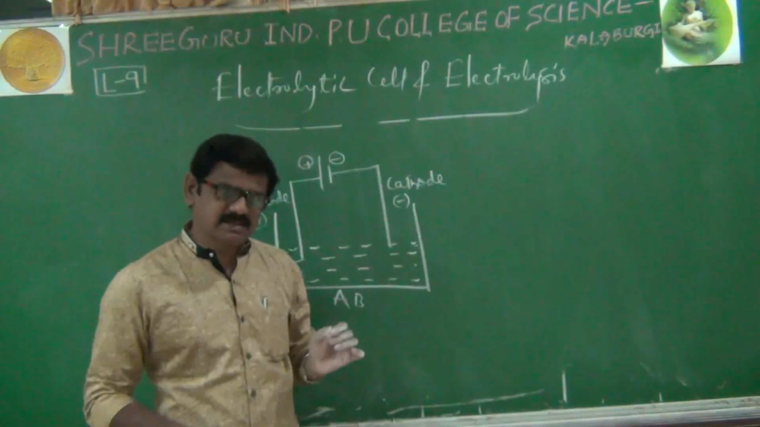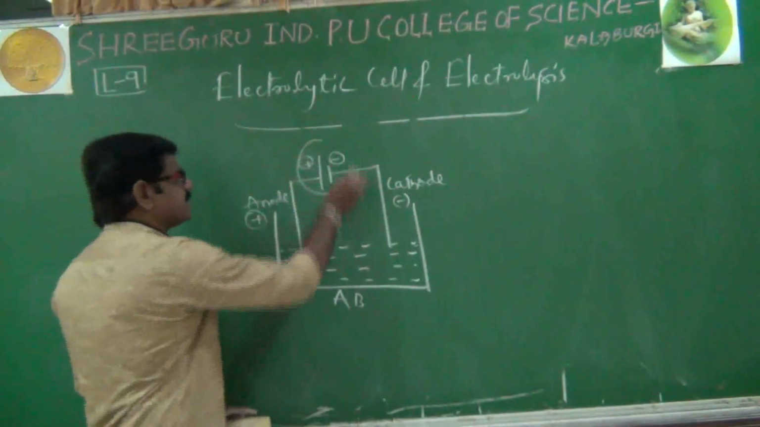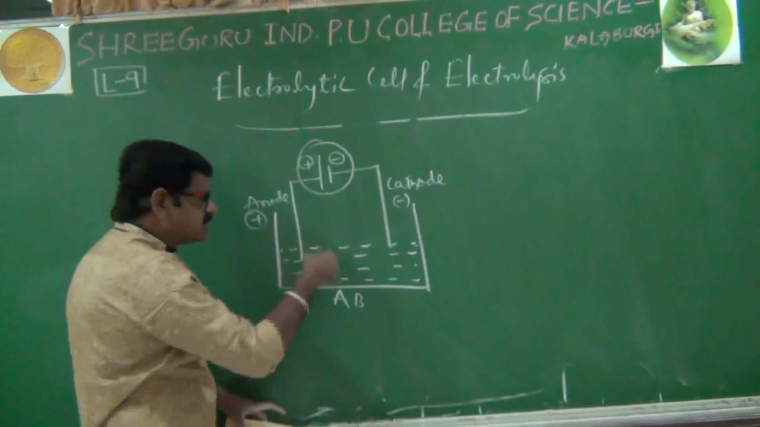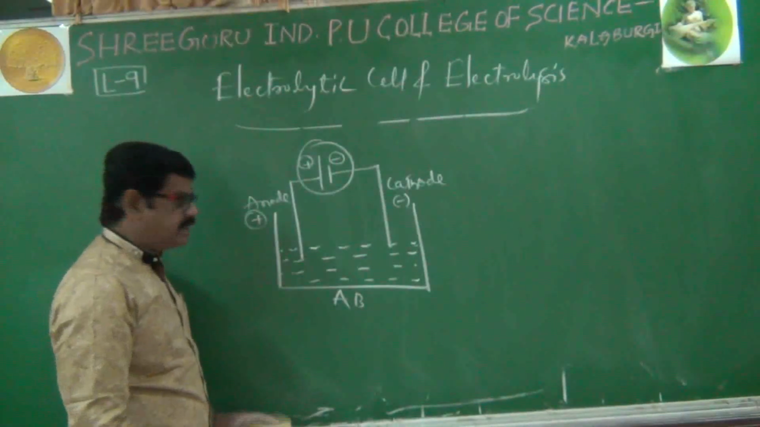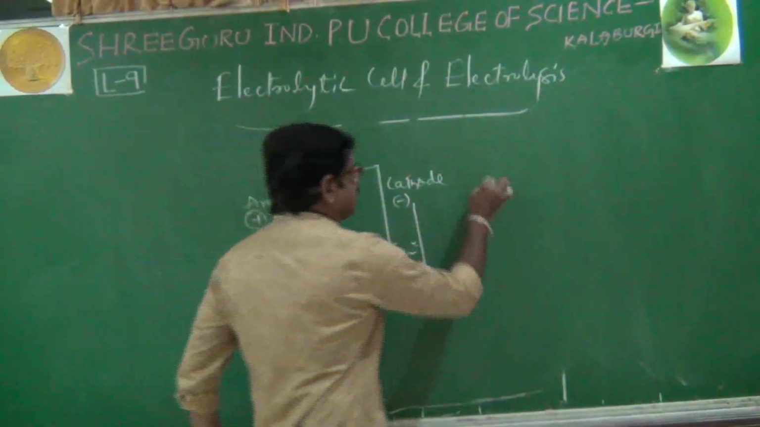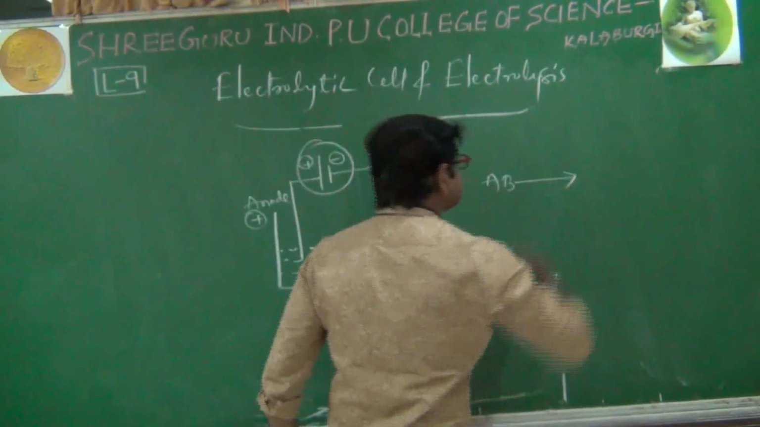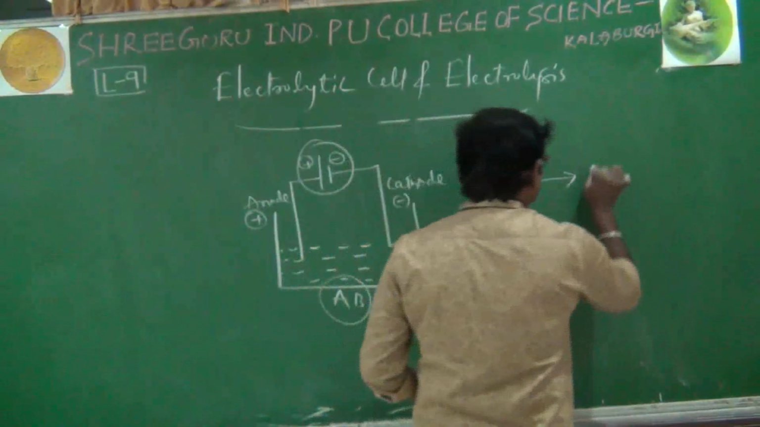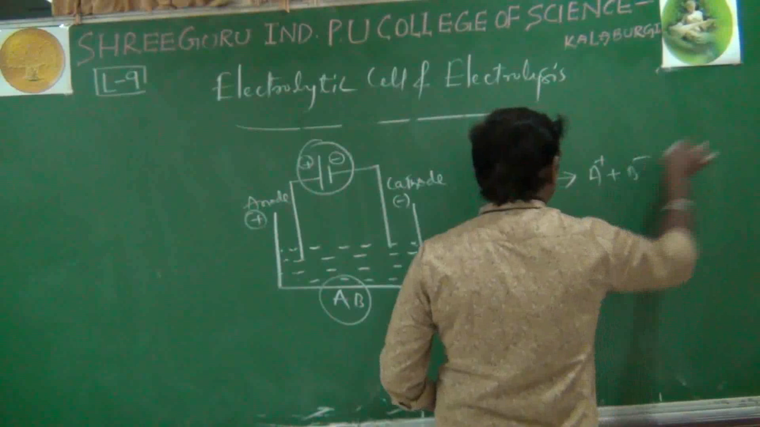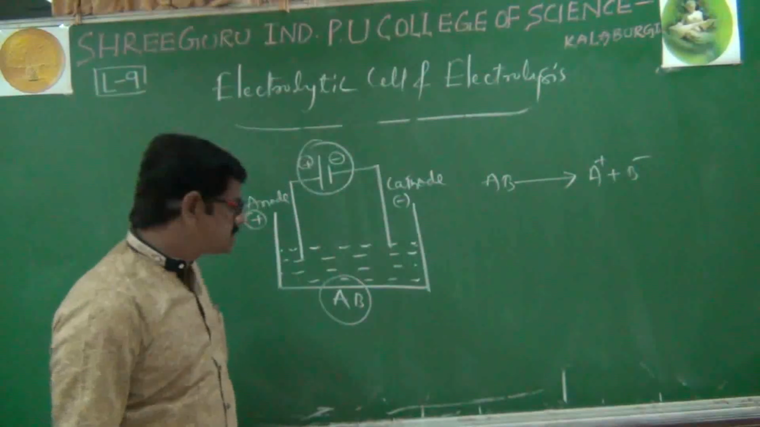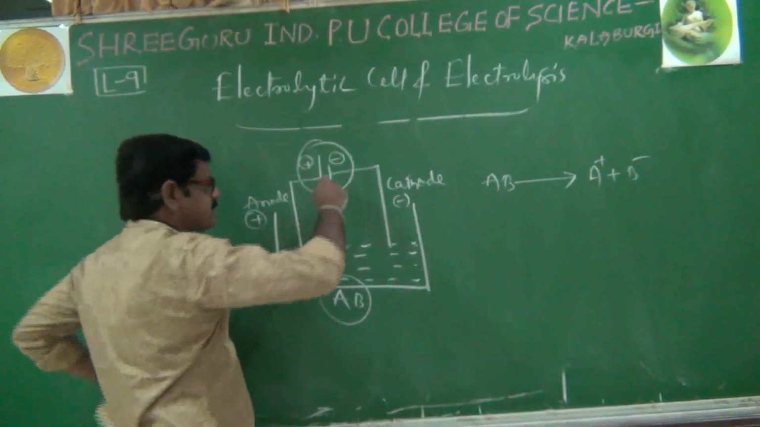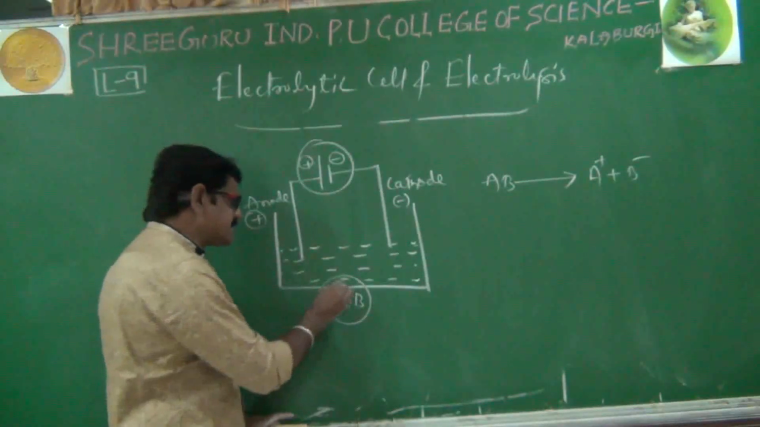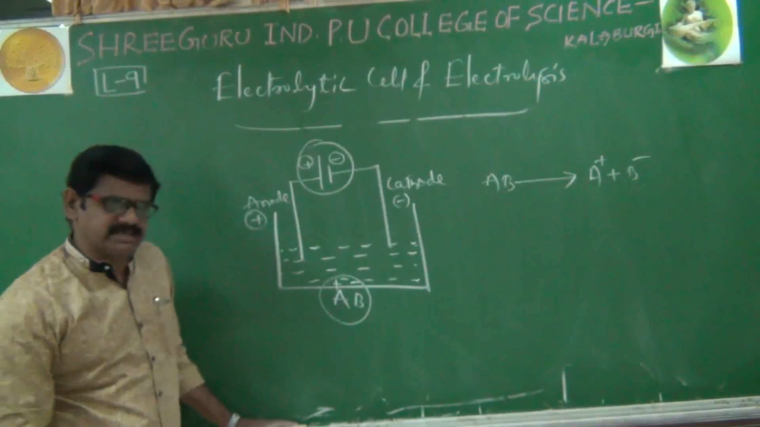What is electrolysis? From this battery we are sending a current, passing it into this electrolyte. Immediately, this AB electrolyte decomposes into its corresponding ions, like A plus and B minus. I'll repeat: because we are sending a current into this electrolyte, immediately it is splitting into its corresponding ions, A plus and B minus.